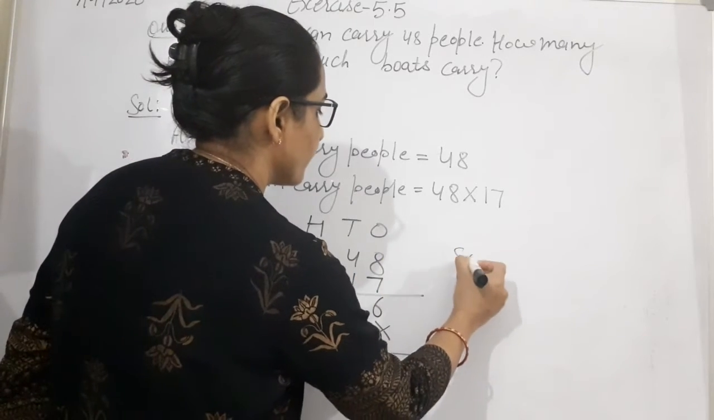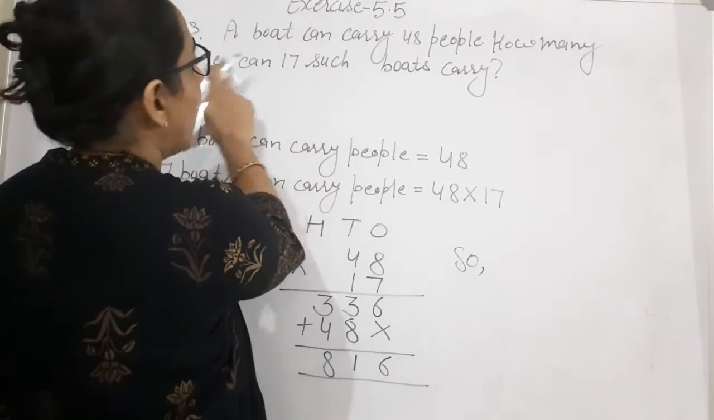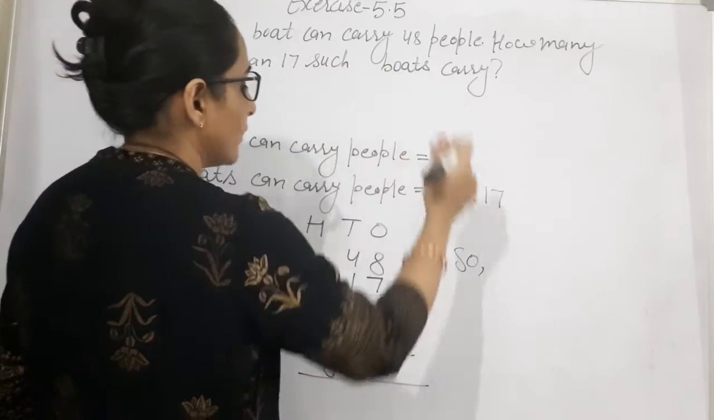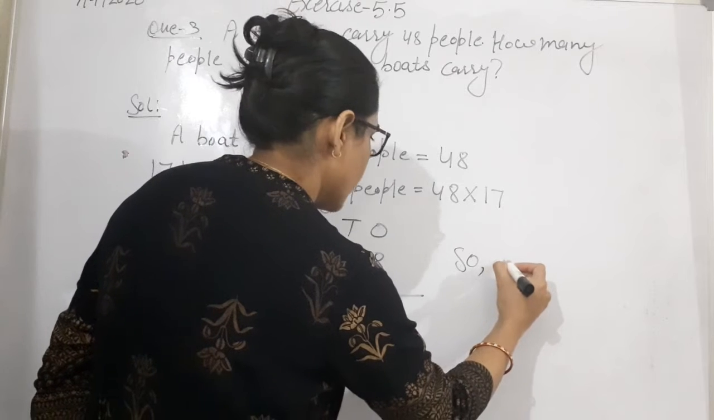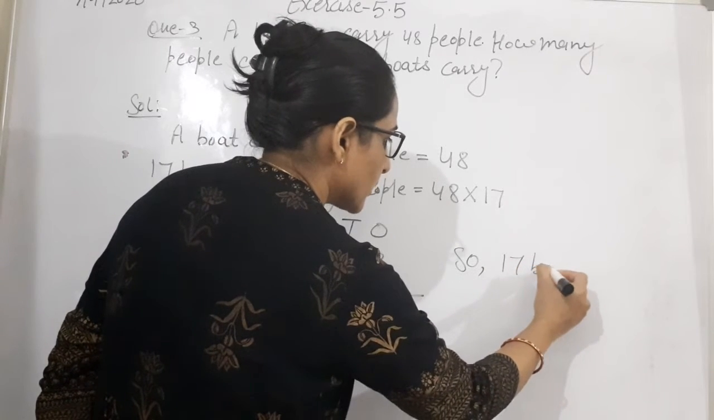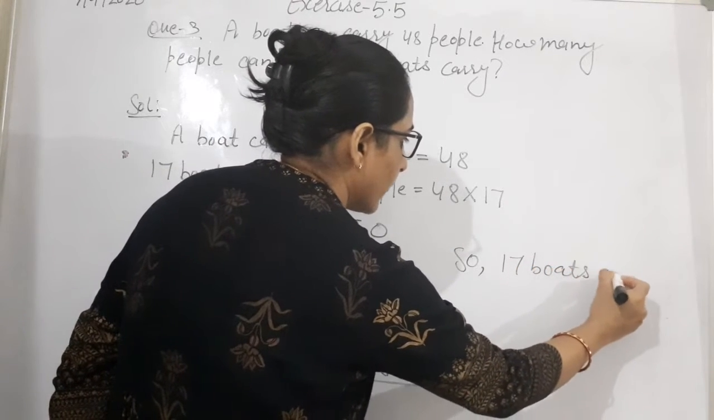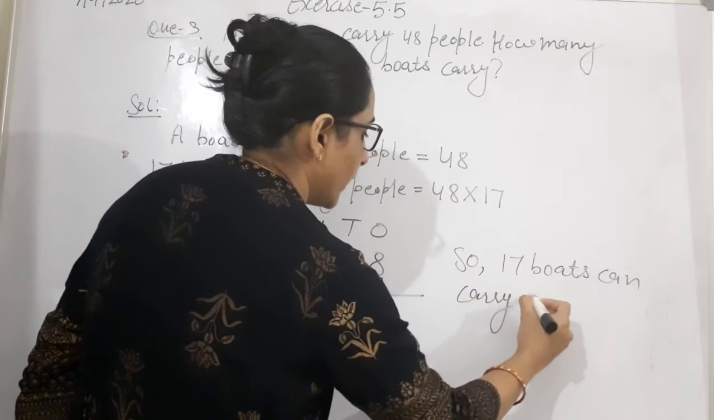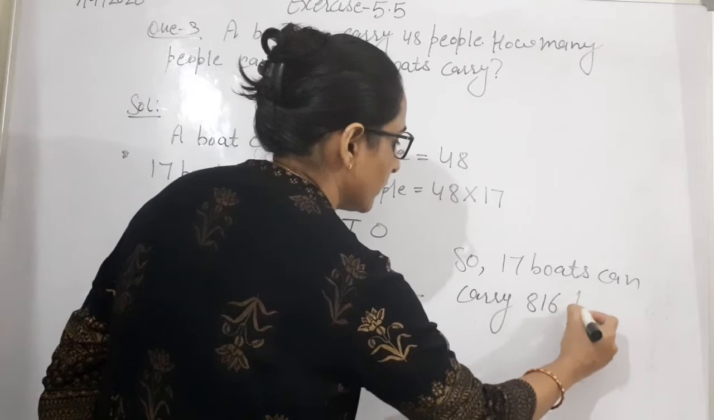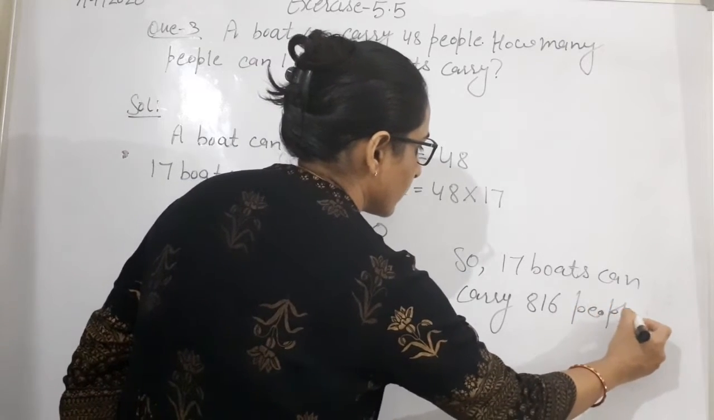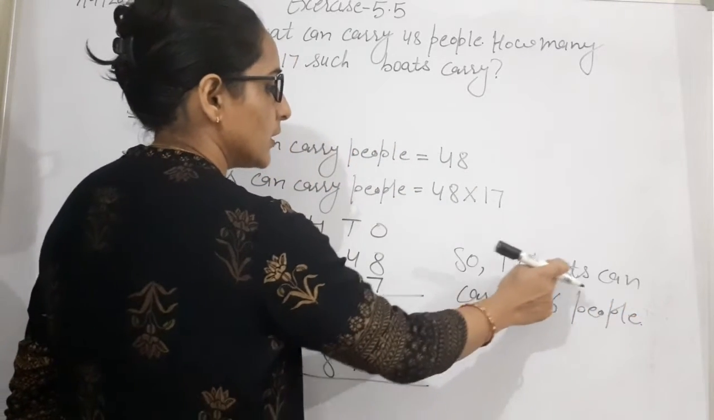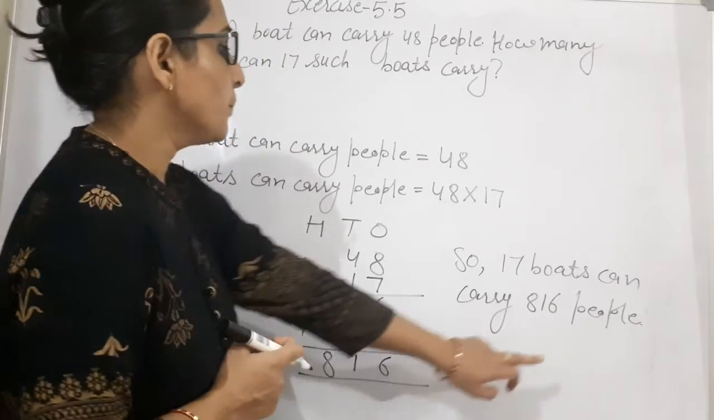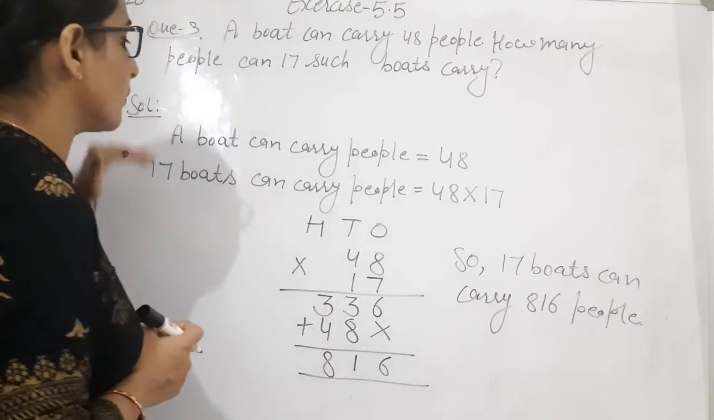So how many people can 17 such boats carry? So 17 boats can carry 816 people. Clear? So 17 boats can carry 816 people. That is your question number 3.